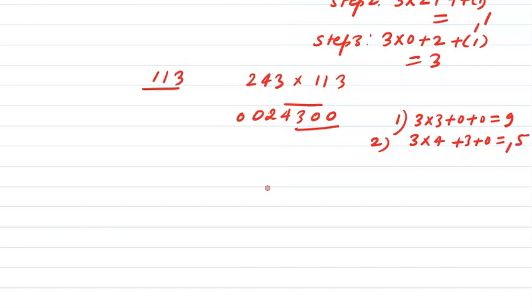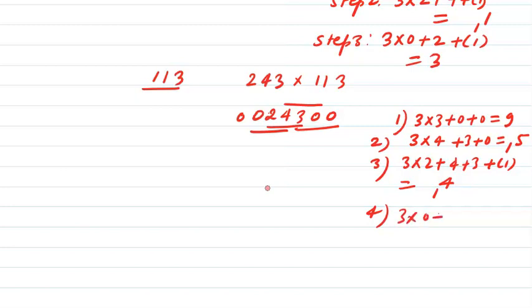Then I will take 2, 4, 3. So step number 3: 3 into 2 plus 4 plus 3 plus 1, that is the carryover term. So what do I get? 3 into 2, 6, 6 plus 4, 10, 10 plus 3, 13, 13 plus 1, 14. So I write 4 and then 1. Then I take 0, 2, 4. So step number 4: 3 into 0 plus 2 plus 4 plus 1, that is the carryover term. So 4 plus 2 is 6, plus 1, that is 7.